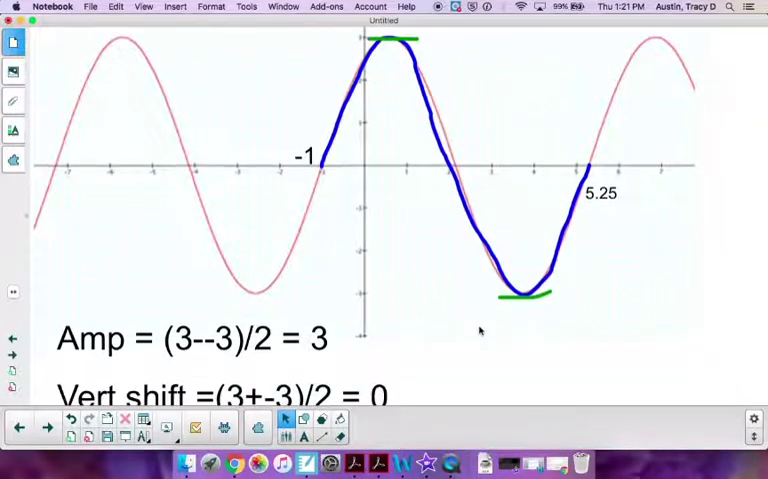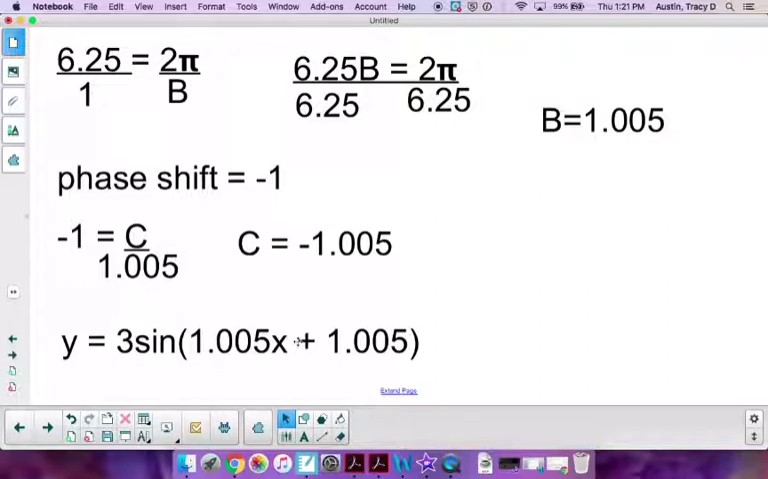Okay, so you need to get used to dealing with real world ones where your graph is not split into radians.